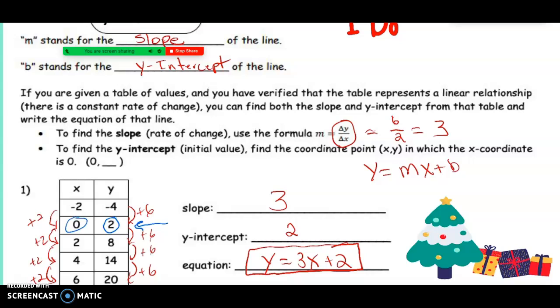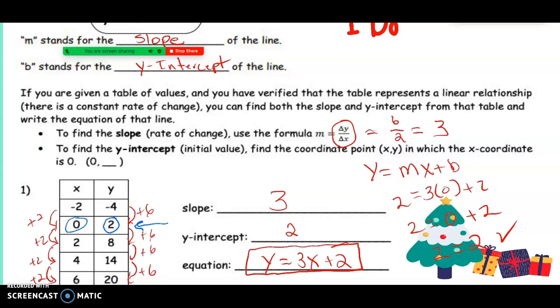Okay, so we said y was 2 when x is 0, 3 times 0 plus 2. 2 is equal to 0 plus 2. 2 is equal to, that is correct. So yes, that is correct. The equation does check out.